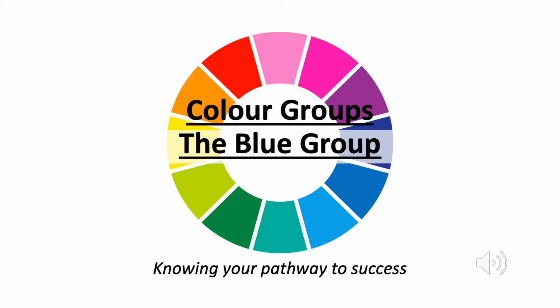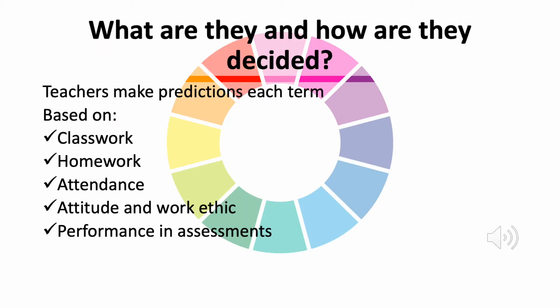It's really important you understand the colour group your child has been placed in and what they can do and you can do to best support them going forward. The first thing you need to understand is what are colour groups and how are they decided?